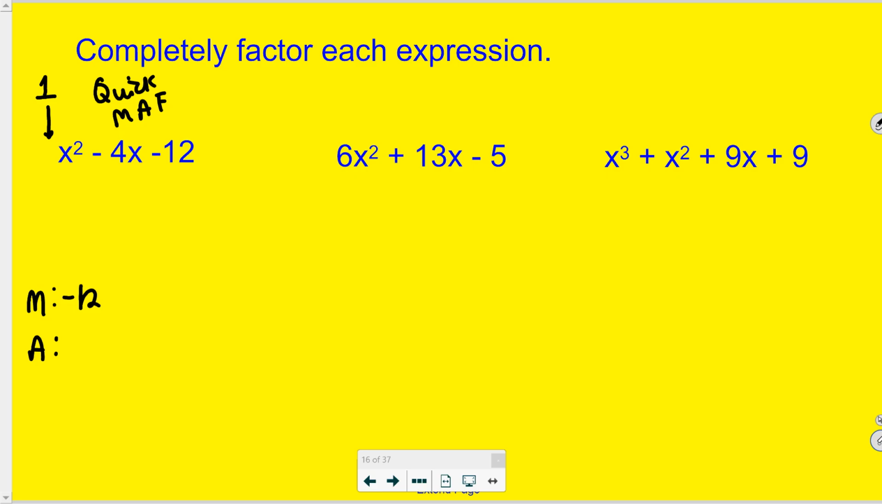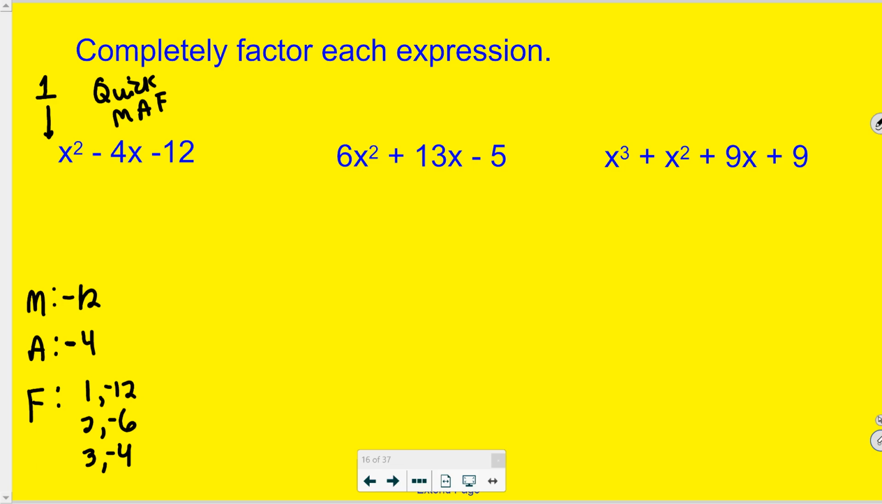It adds to the B value, that's our negative 4. And we need to find a pair of numbers that will multiply to negative 12 and add to negative 4. So I'm going to list out my pairs for 12. I need it to multiply to a negative, so one of these needs to be a minus. And since I want it to add to a minus, this is the situation where I need the bigger one to be the minus in here.